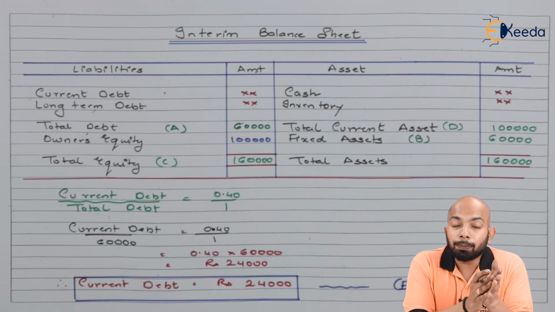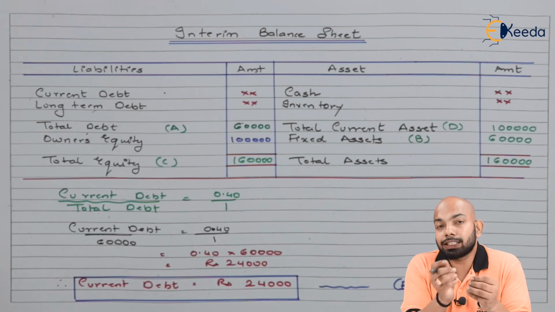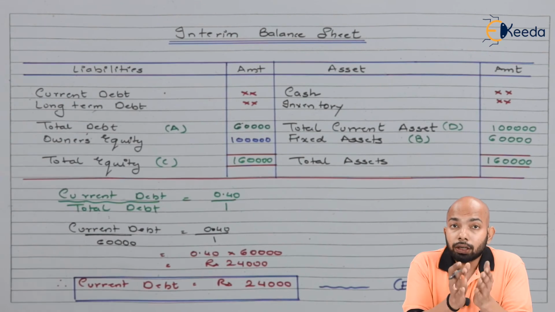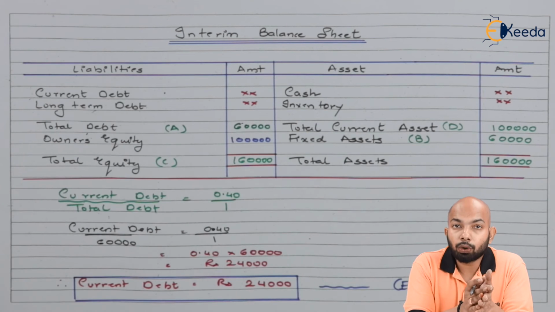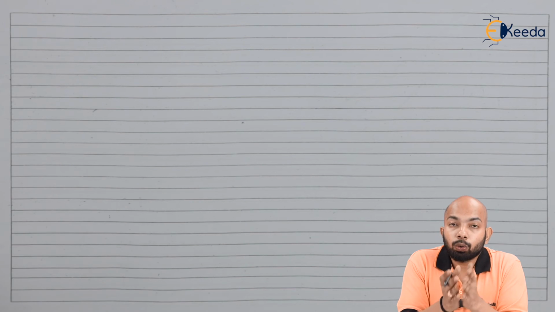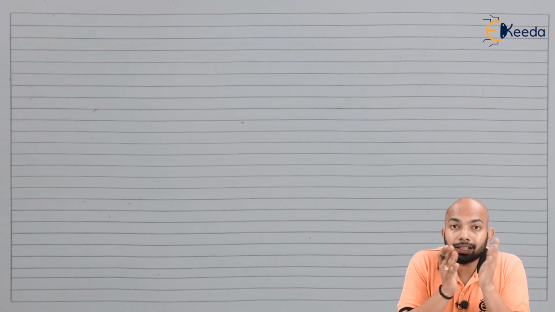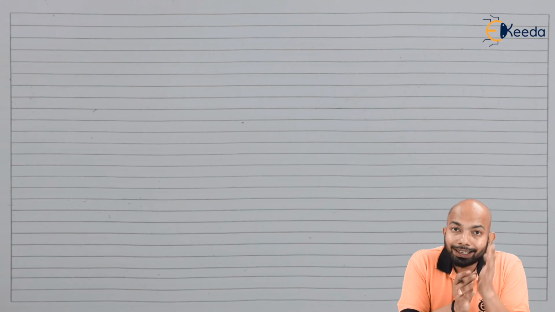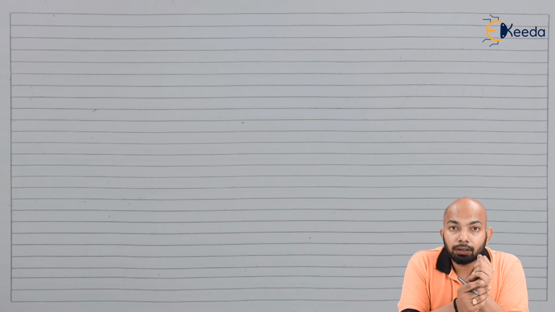So we figure out the current debt total, which is coming to 24,000. It has been denoted by E. Now let's figure out what else can be found out here. Now that the current debt has been found out, we can actually find out the long-term debt. So the next item will be long-term debt here.